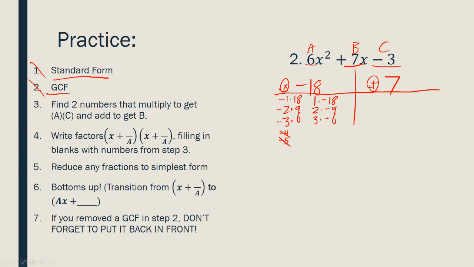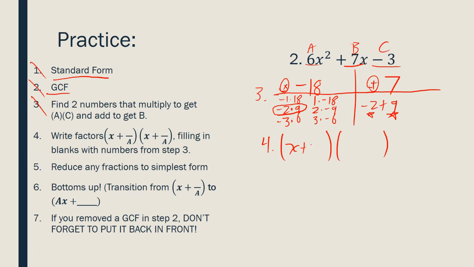So which of those pairs of numbers adds up to 7? This one right here, -2 plus 9. Okay, so I've found my golden numbers here. So I'm done with step 3. Step 4 says write the factors like this.